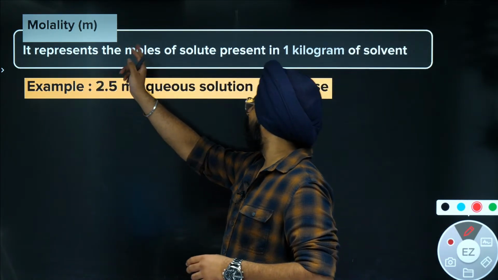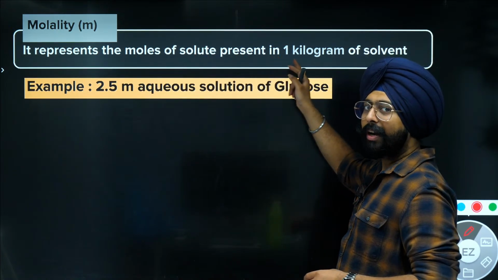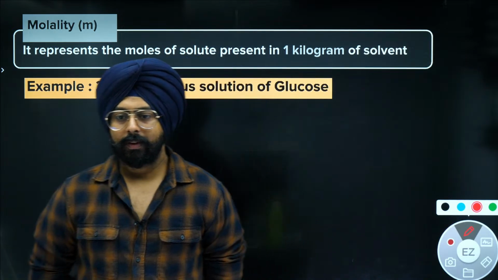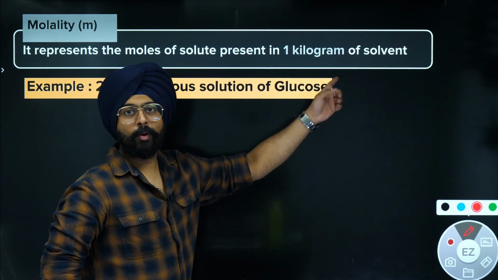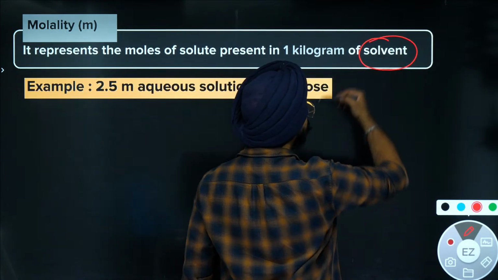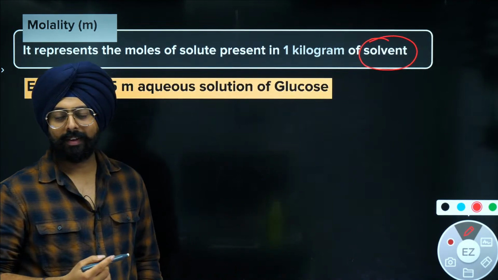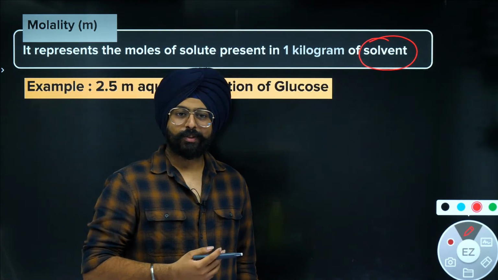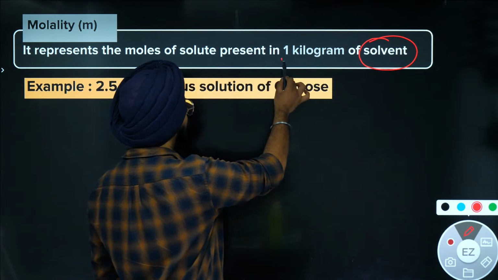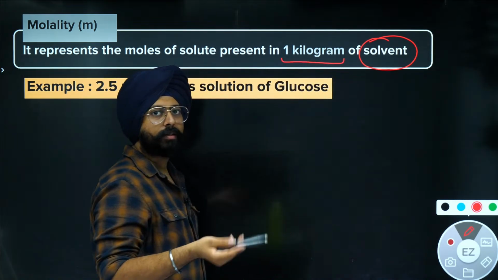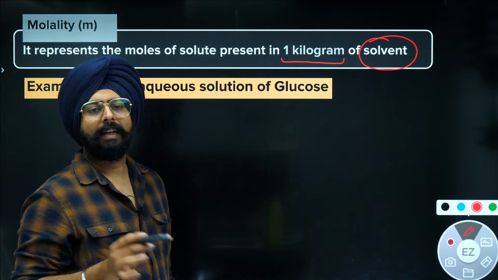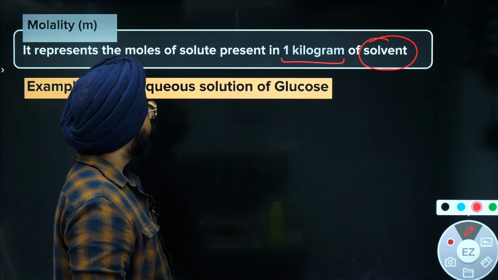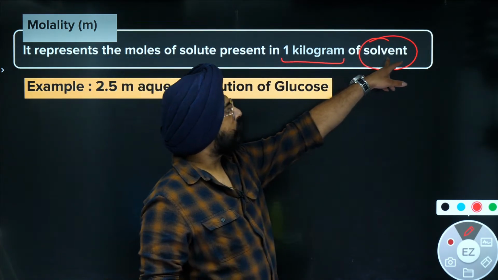So it represents the moles of solute present in 1 kilogram of solvent. Okay, interesting. So first of all, we have kilograms over here. Till now we've been dealing with grams, liters, milliliters, etc. Still, this is a unit of weight. We have done percent weight by weight. But the most interesting thing over here is solvent.